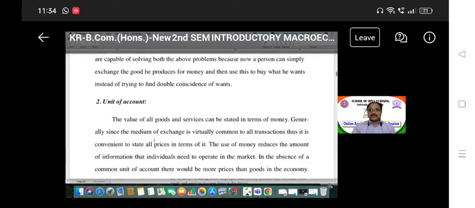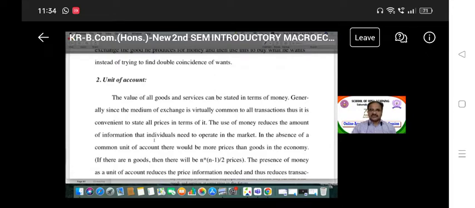The second function is unit of account. What is the unit of account? Generally, the value of all goods and services can be stated in terms of money only. Generally, medium of exchange is common in all transactions, common to all of us. The use of money reduces the amount of information that individuals need to operate in the market. Suppose you have money, you can purchase something; we don't know what you purchase, but the money is transacted one by one, we don't have any record or any kind of information, but we are using the money: coins, paper, whatever it is.